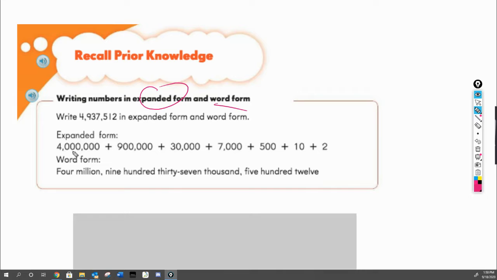Expanded form is exactly as it sounds. You're taking this number right here, 4,937,512, and you are expanding it to its parts. In word form, it is simply words. 4,937,512. Okay, expanded form, word form. I think we've got that.